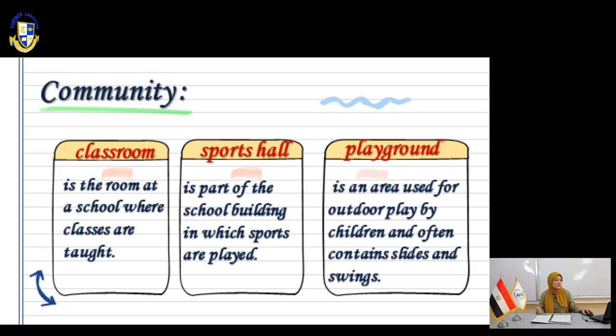The same is the sports hall. It's a part of the school building in which sports are played. This sports hall is a room in which we are playing together. There is interaction with each other. So it's a community. Also, the playground is a community because it's an area used for outdoor play. We go outside the classroom and we play in an open area, which often contains slides and swings that we use in order to play and have some fun time.